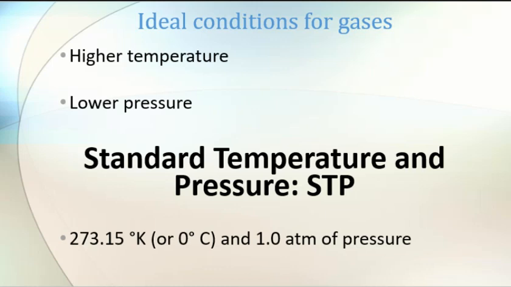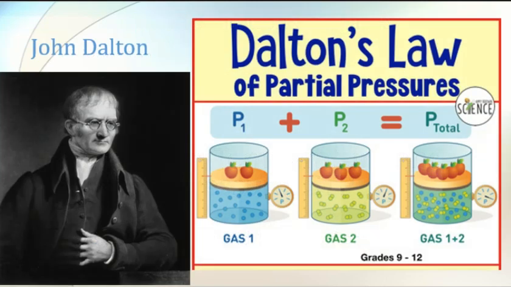Now we're going to look at what happens when we mix gases together. Remember John Dalton? John Dalton is the one that came up with the atomic theory of atoms and how they work. He also has Dalton's law of partial pressure. What he's saying here is when I mix gases together, the pressure 1 of gas 1 plus the pressure 2 of gas 2 is going to be the total pressure of gases 1 plus 2. Addition. It's a tough problem here.